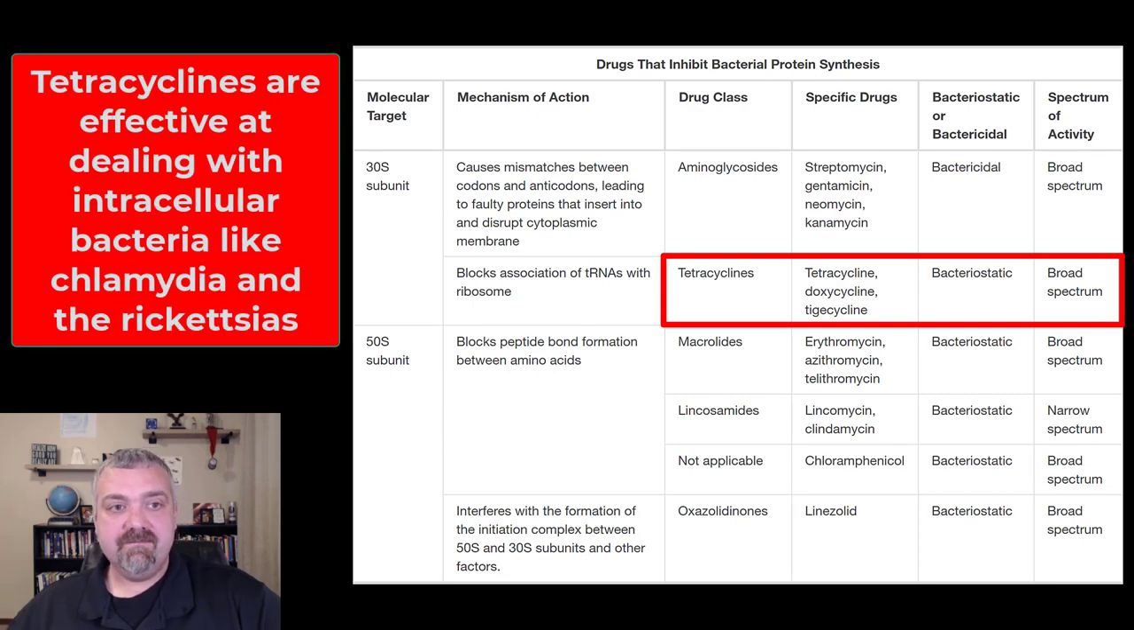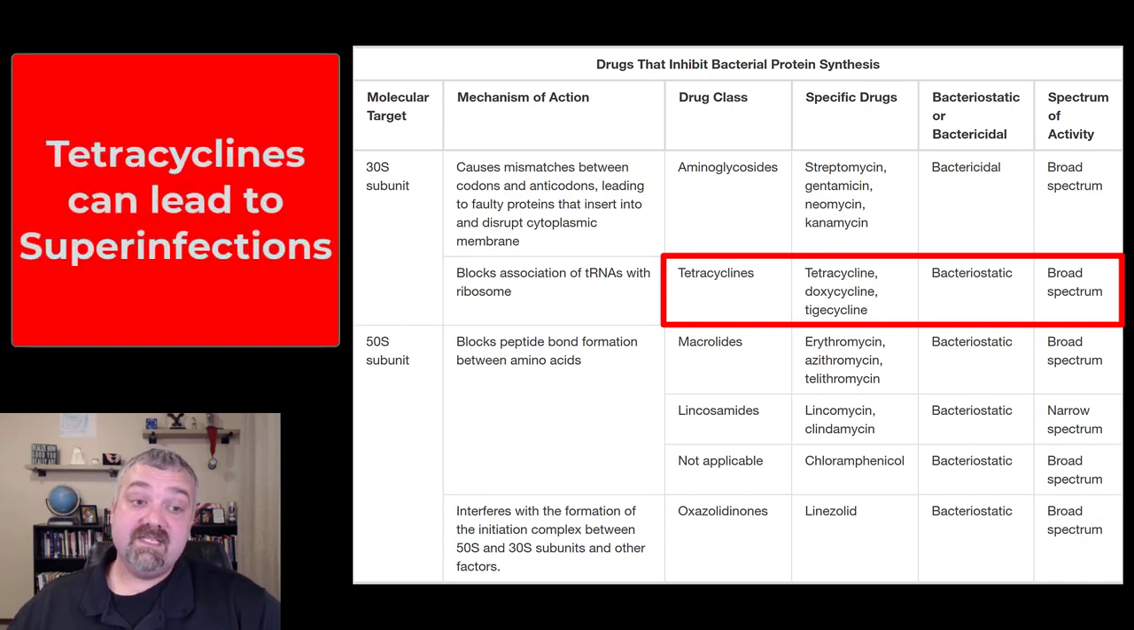When would you use this? The key thing that sets this antibiotic apart is it's useful against intracellular bacteria. All viruses are intracellular pathogens, but there also are some small bacteria that are intracellular pathogens as well. Chlamydia, the rickettsias, which cause Rocky Mountain spotted fever, typhus, these types of things. There are several pathogens that like to hide inside of our cells, Salmonella can do it. Tetracycline appears to be more effective at getting these intracellular pathogens killed.